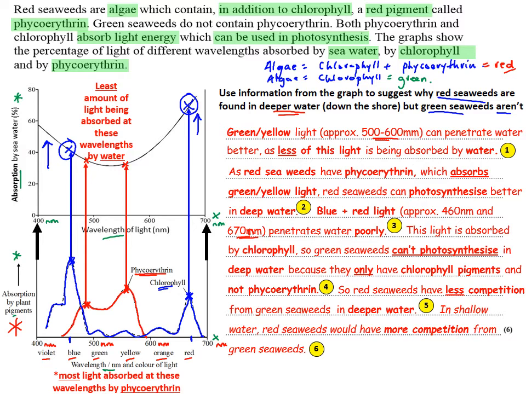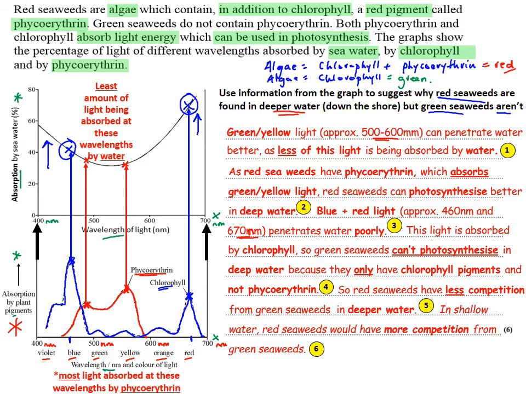And we could then say in shallow water, red seaweeds would have more competition from the green seaweeds. So we get this disparity where we're more likely to find red seaweeds in the deeper water because they absorb green and yellow light that is not absorbed to a great extent by the water, so it can penetrate the water.